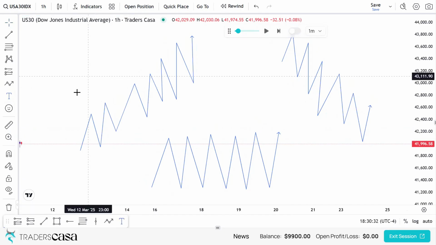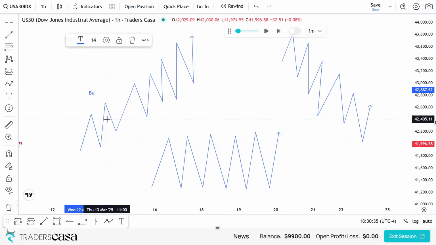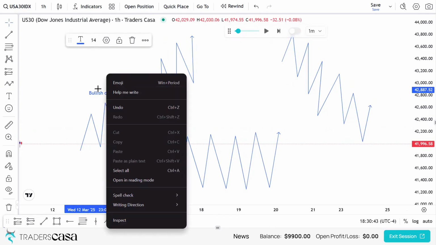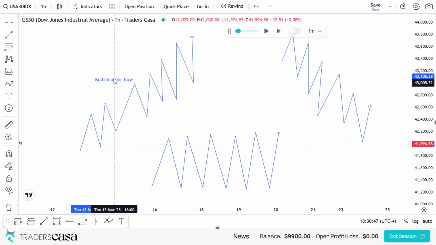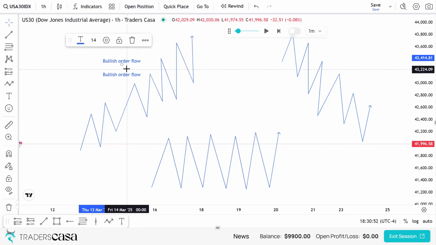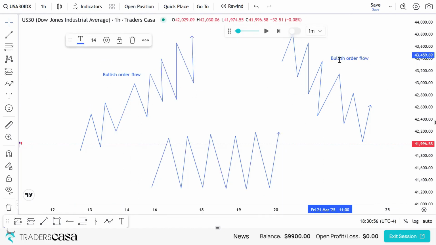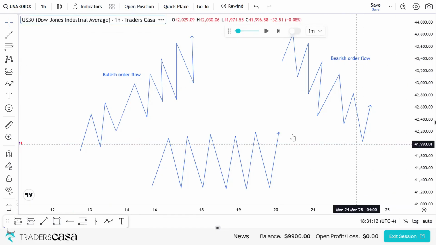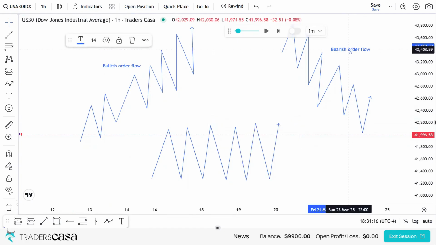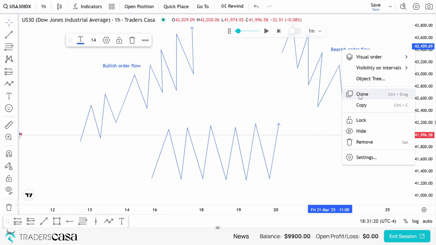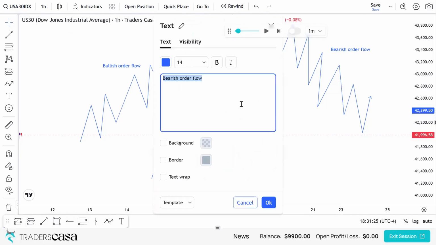So let me just quickly add some text. So this is a bullish order flow. Then the bearish order flow. And this is a ranging order flow.